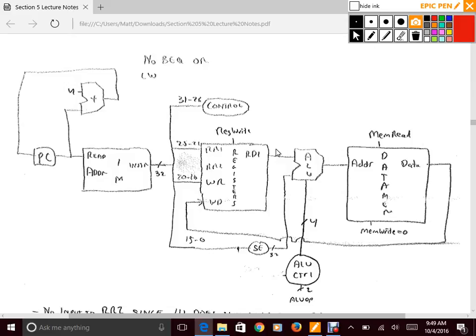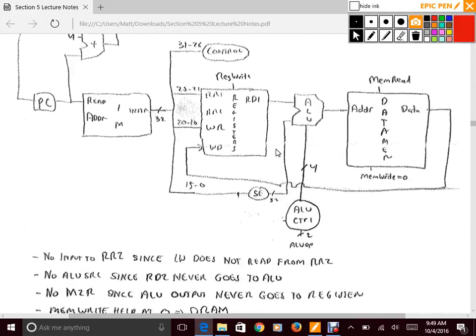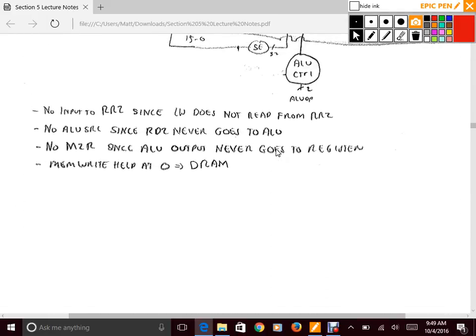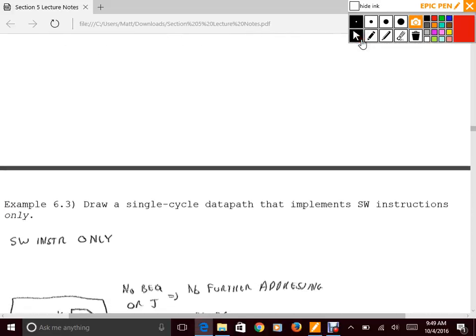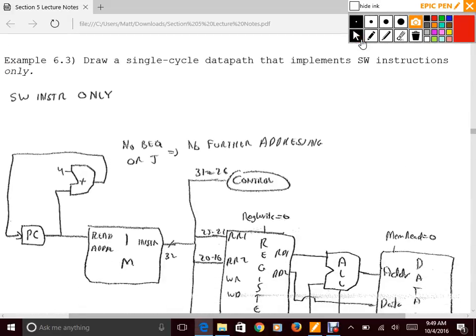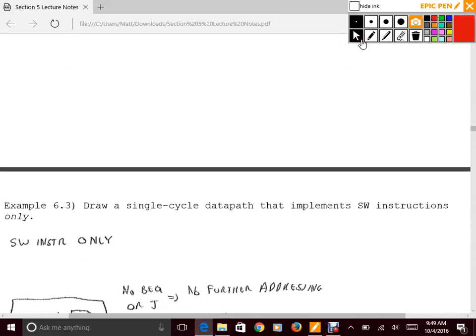So the next question, that was 5.2. And here I make these little writing justifications. You don't have to include this, but I always do. Why am I taking certain things out? Why am I leaving certain things in? Right. So store word instructions. So this one's now store word.